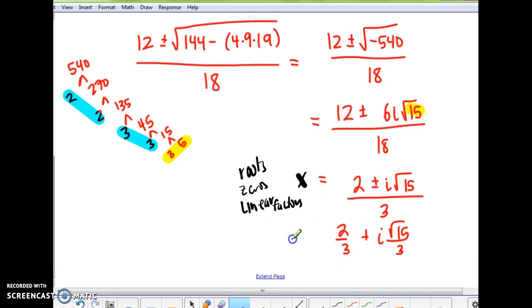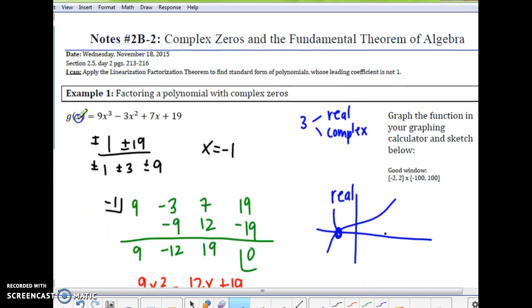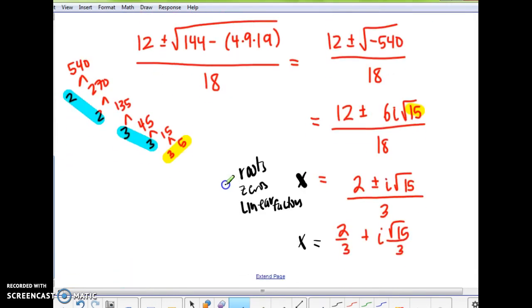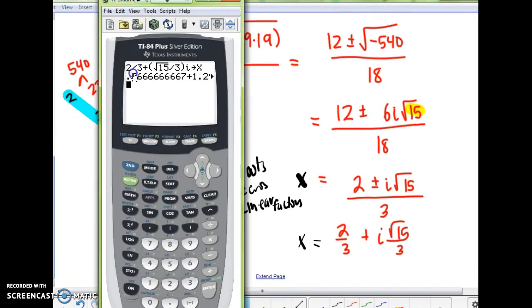I would suggest that you confirm your zeros when you get your kind of ugly looking zeros. And by confirm, I mean you're going to throw it into your graphing calculator and make sure when you evaluate your original polynomial that you get 0. That's what we're looking for. So when I put it into my calculator, I did 2 over 3, I just split this guy into his two little pieces, plus radical 15 over 3. Now I would suggest doing that part in its own set of parentheses, just so your calculator doesn't get too confused. I could have put the i in front. I just chose to put it in the back either way. Store in x, and then you're going to recall y1.